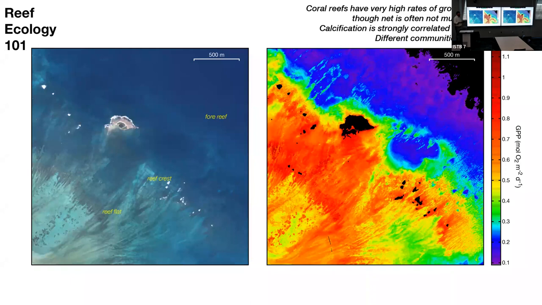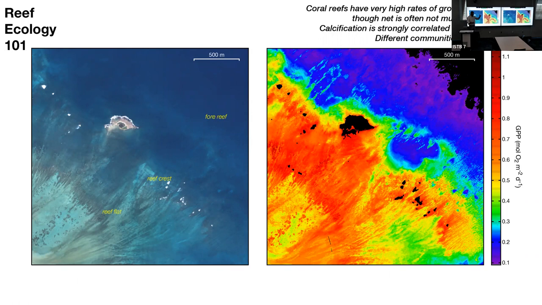Reefs have very high rates of primary production, very high. I'll get into this a little bit more because this is really what I'm ultimately interested in. But these are high rates of primary production on this. This is Kaneohe Bay again, from space. And they also have high rates of calcification.